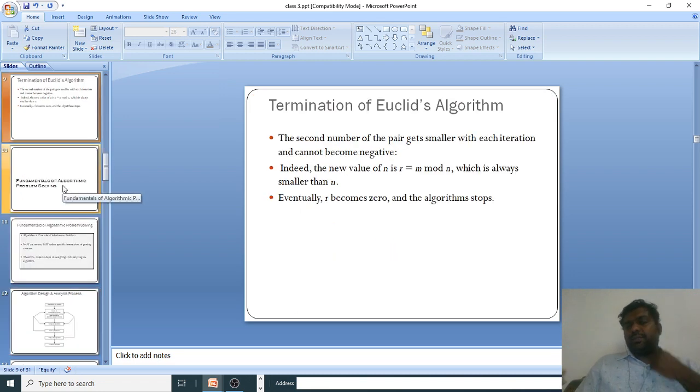Next, there's the termination of Euclid's algorithm. The second number of the pair gets smaller in each iteration, and it cannot be negative. So a new value r is always smaller than n. Eventually r becomes 0 and the algorithm stops.